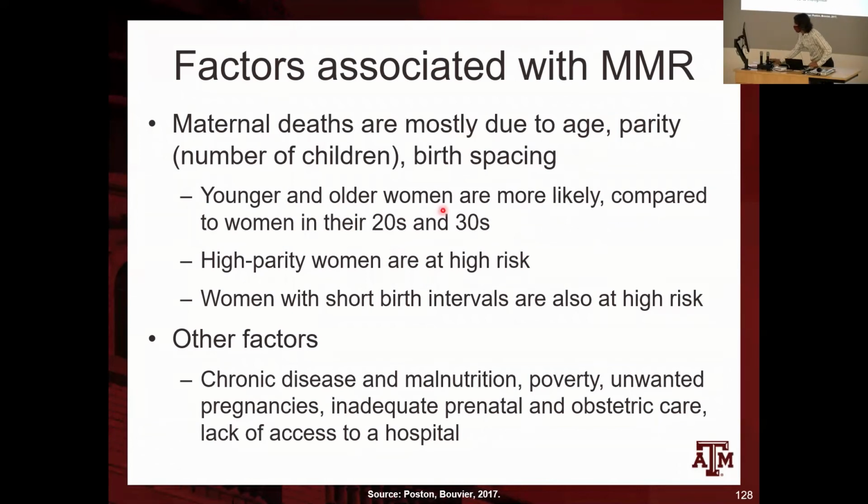Birth spacing. Women who have children right one after the other, without much space between them. In other words, women with short birth intervals are also at higher risk of dying due to these issues. Other factors: chronic disease and malnutrition, poverty, unwanted pregnancies, and, what I mentioned before, inadequate prenatal and obstetric care, and lack of access to a hospital are all associated with maternal mortality ratio.